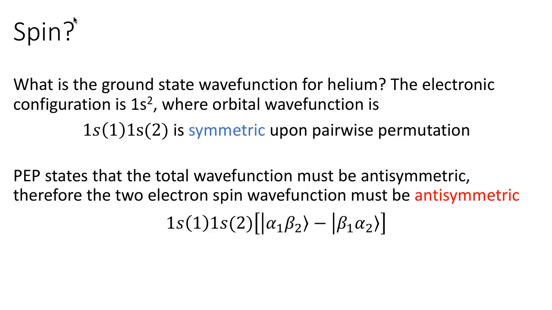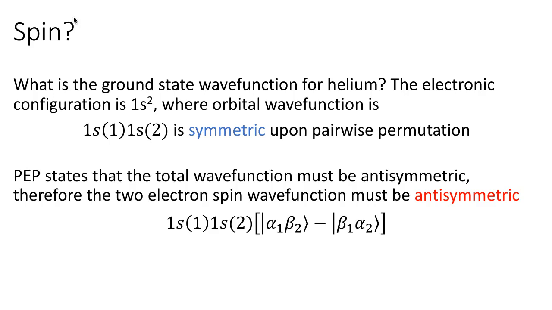Now, if we look at this and ask, does it actually apply? Does this fit the pairwise permutation for the Pauli exclusion principle? If we switch the labels on 1 and 2, this is symmetric. Okay, so the orbital function is not anti-symmetric, it's symmetric. So then because our total wave function must be anti-symmetric, the spin wave function has to be the anti-symmetric one. Right, we had 4 possibilities on the previous slide. The only one that works with a symmetric orbital function is an anti-symmetric spin function.